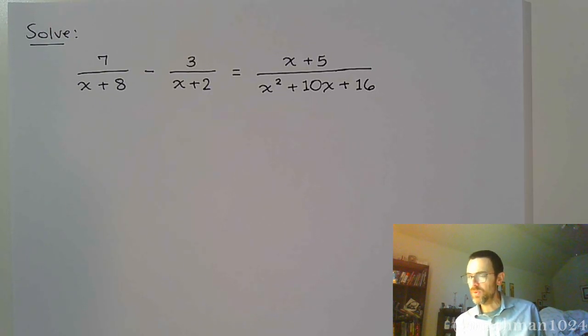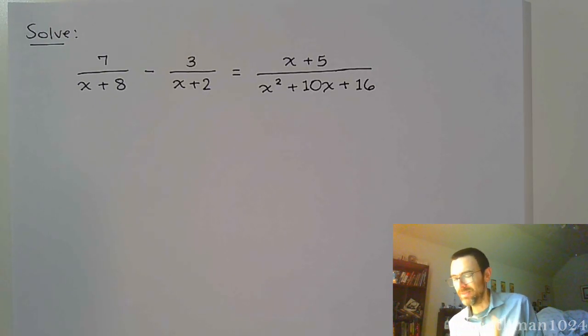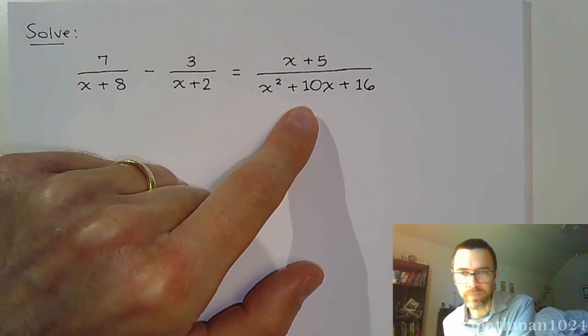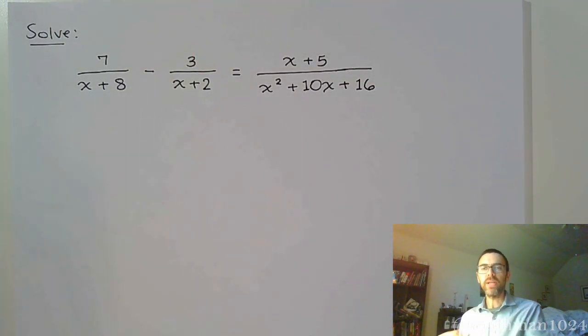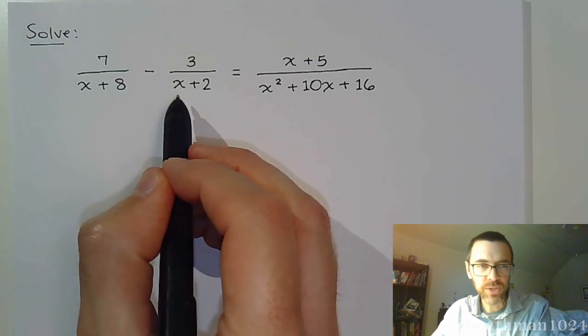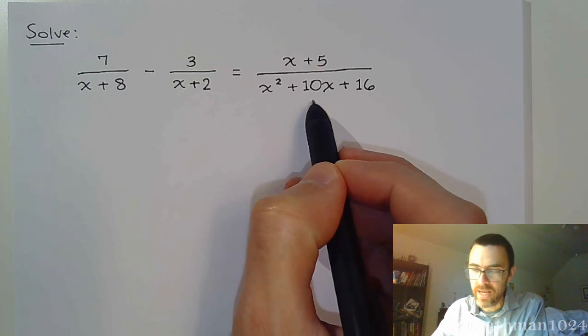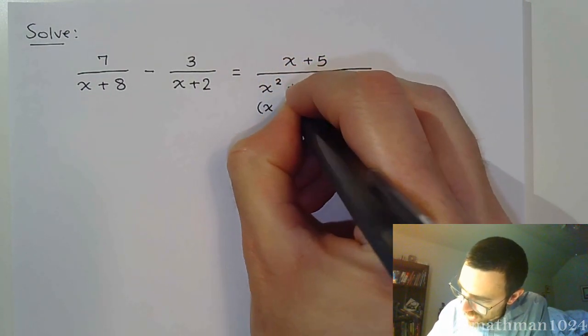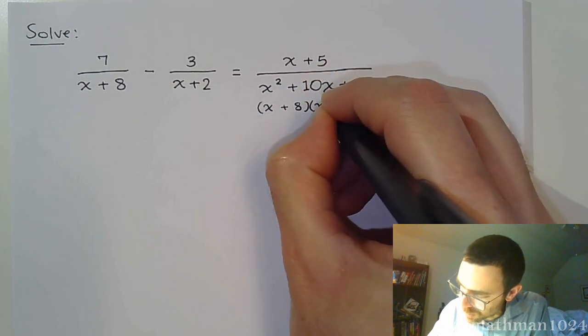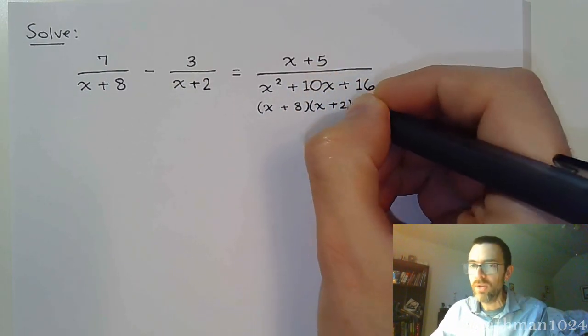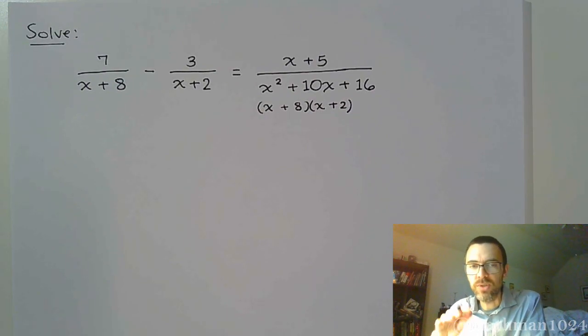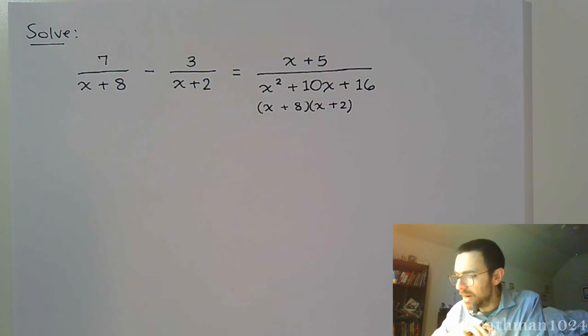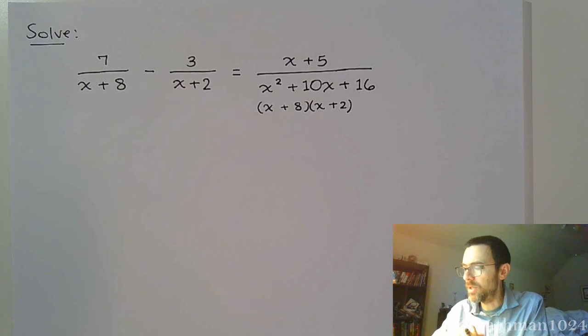When you have these problems with big, nastier looking denominators like this, the best thing for you to do is to go ahead and factor everything. See, x plus 8 and x plus 2 cannot factor, but this guy can, and he factors as x plus 8 times x plus 2. Now, what we're going to do here is make sure that every fraction, every piece here, has the exact same denominator.